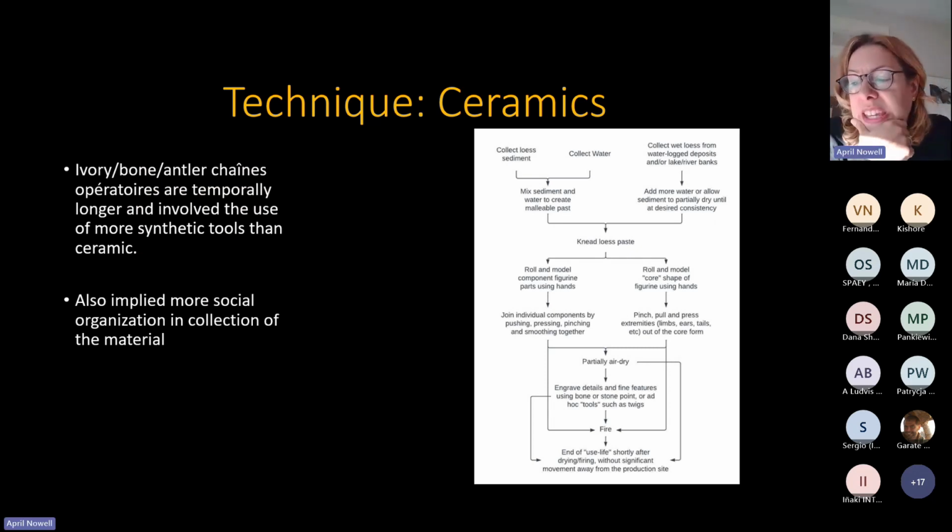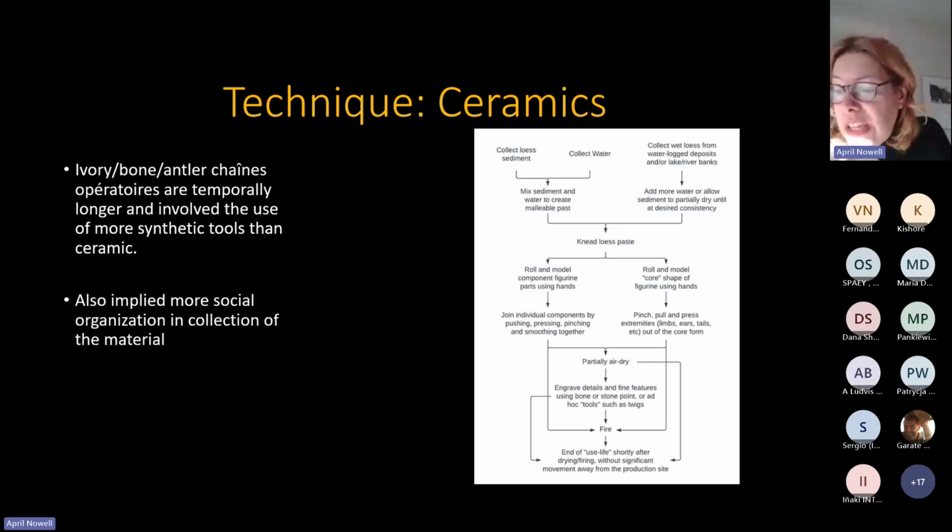Okay. So looking at technique then, looking at the chaîne opératoire, do we see any difference here? And again, we think the answer is yes. Objects made out of ivory and bone and antler are what we would say temporally elaborated. In other words, it took a long time to make these objects, to collect and process the raw materials, and to make the different figures out of these materials. And they also involved a lot of different kinds of tools.